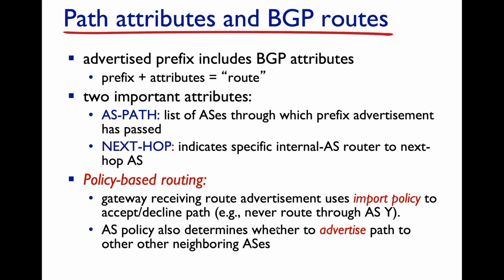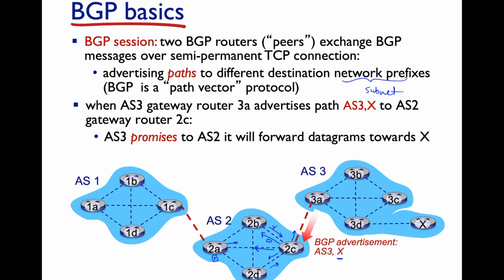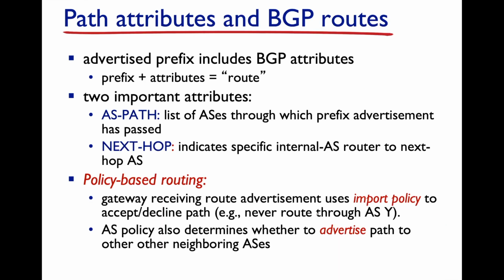and then also the next hop. And that next hop is specifically internal to the autonomous system, the router to the next hop AS. So in this example, it says AS3 X, and the next hop router for autonomous system 2, that's going to be 2C. That's the next hop router, because every router in autonomous system AS2 is going to use 2C as the next hop to get to autonomous system 3. Okay, so those two pieces of information are really, really important. This next hop is a specific internal AS router for the next hop to get to the next hop autonomous system. Then there's also this policy-based routing that I alluded to earlier.